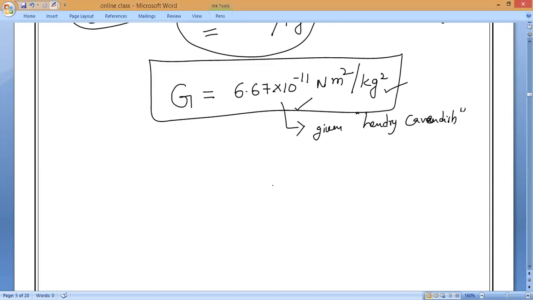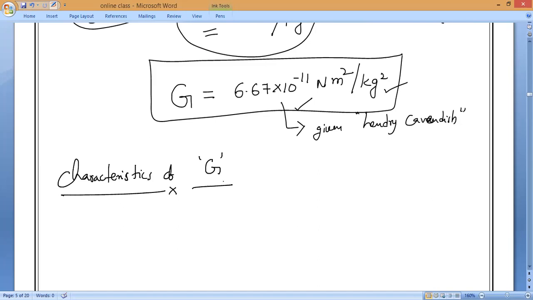Now, today's class we are going to study the characteristics of G. Write it: characteristics of G. Which G? Capital G or small G? Characteristics of capital G. Again, small g will come. Don't get confused. That is why I'm saying it now itself.